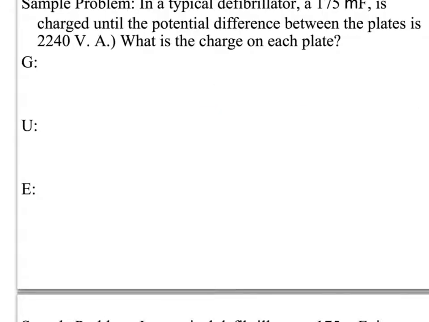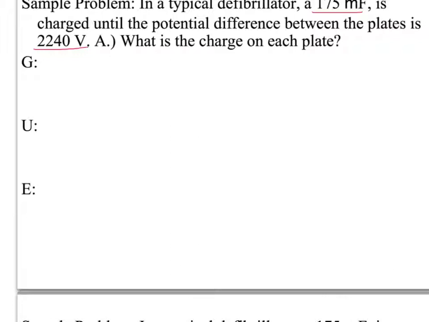We have all seen medical shows where a patient is zapped with the paddles. Those paddles are part of what's called a defibrillator. In a typical defibrillator, a 175 millifarad capacitance is used. There's a potential difference between the plates of 2,240 volts. So, let's figure out what the charge is on each plate.